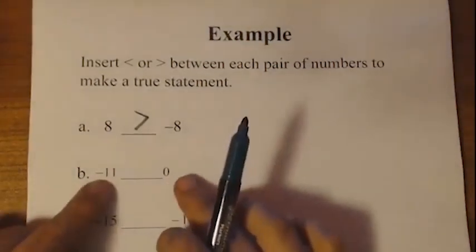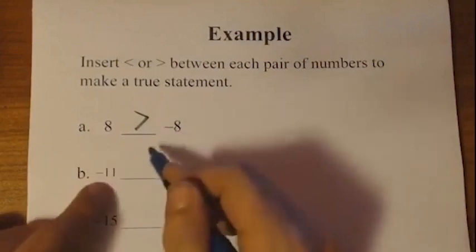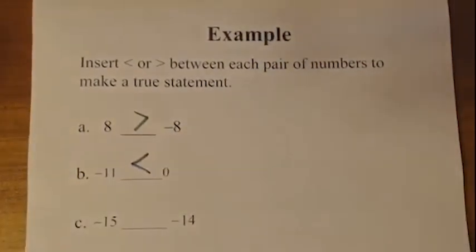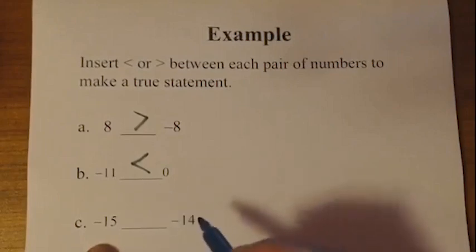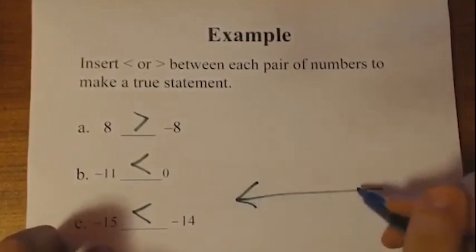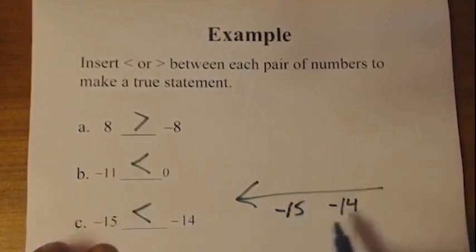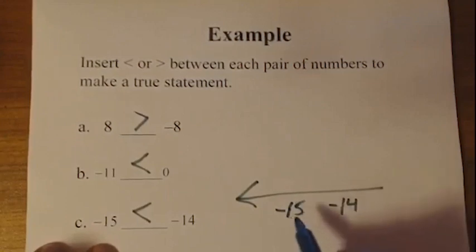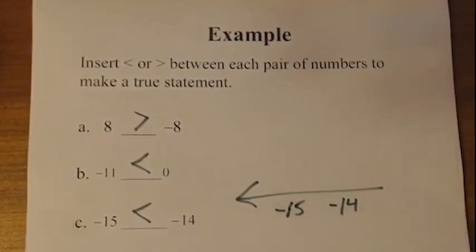That same logic, we have negative 11 and 0. All negative numbers are to the left of 0, so all negative numbers are less than 0. And negative 15 and negative 14. 15 might be greater than 14, but negative 15 is actually less than negative 14. Because if we zoom in on that number line and look at negative 15 and negative 14, negative 15 is to the left. The number on the left is the smaller one. So negative 15 is less than negative 14.